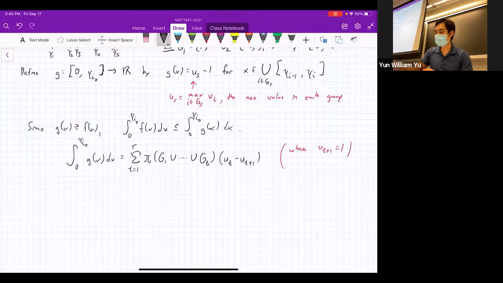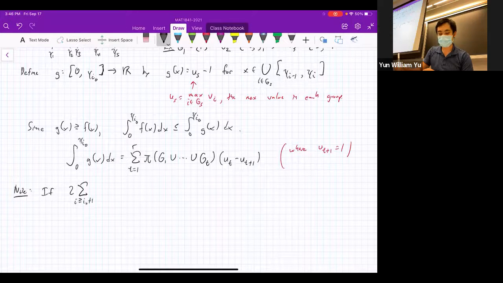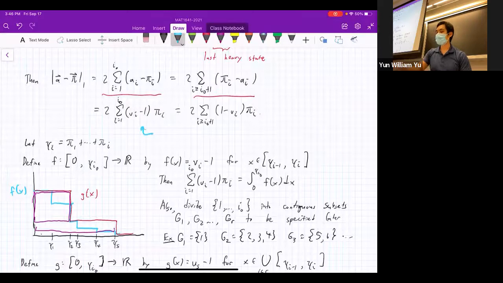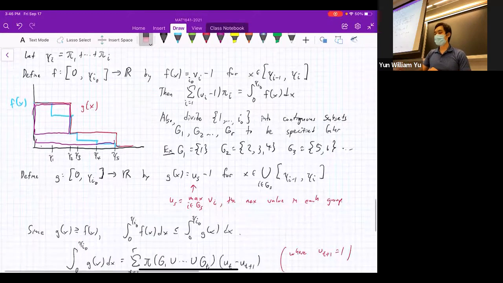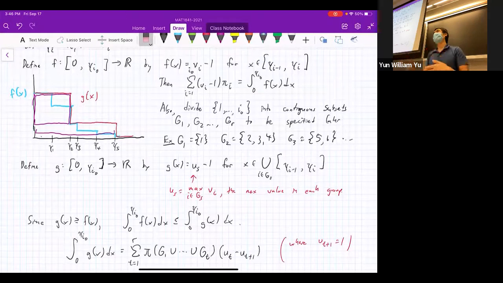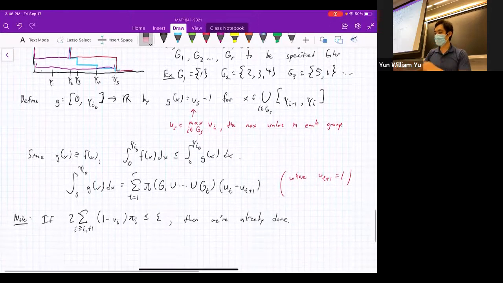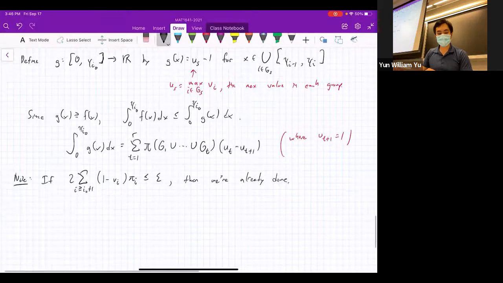And note that if we happen to have 2 times the sum from i greater than or equal to i_0 plus 1 of (1 minus v_i) pi(i) is less than or equal to epsilon, then we're already done. So basically what we're trying to do is show that this thing goes down to epsilon, and what we're doing now is bounding it by this other thing that's bigger. The integral under g(x) is bigger than the integral under f(x). And so if we can bound that integral, then we've also bound the thing we care about. So if that were the case, we'd already be done.